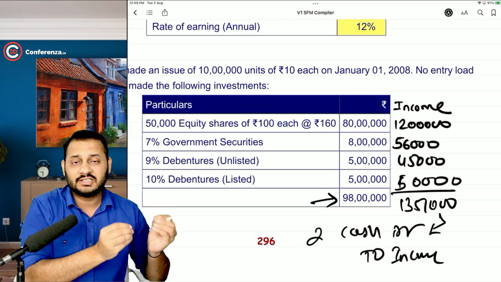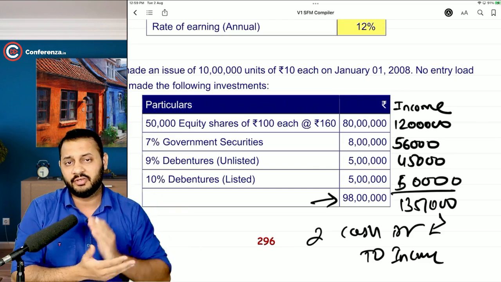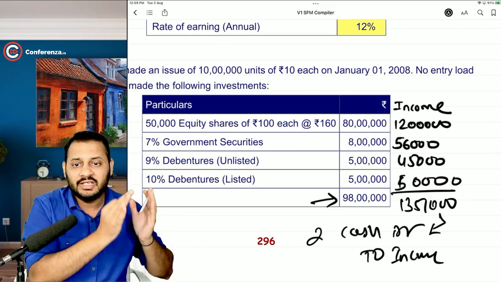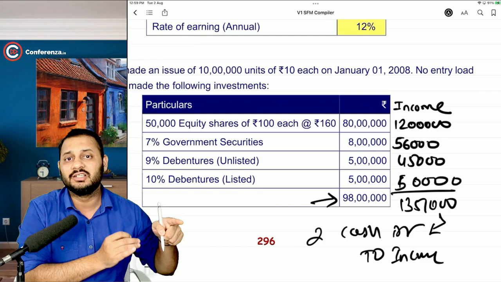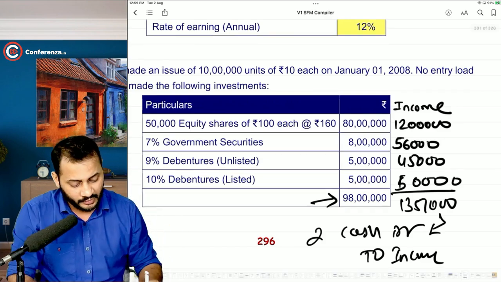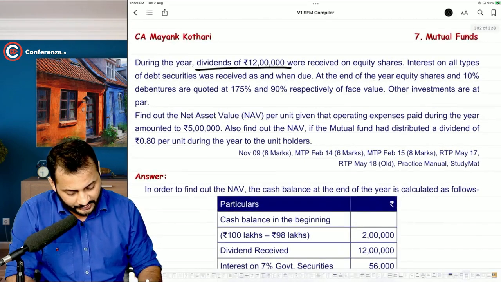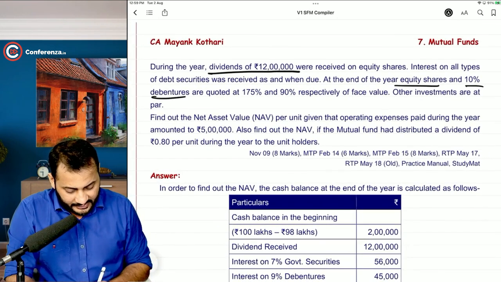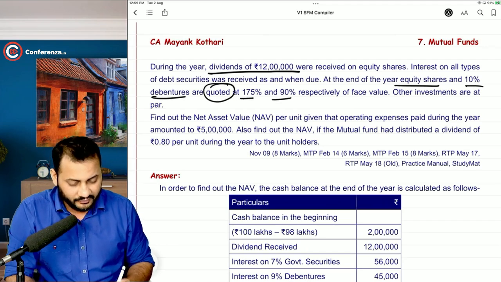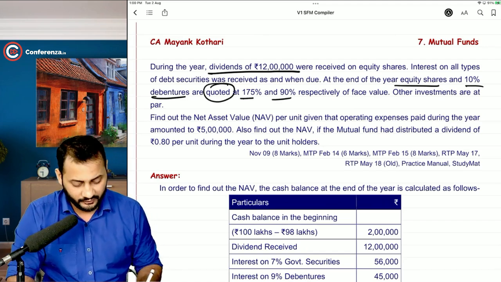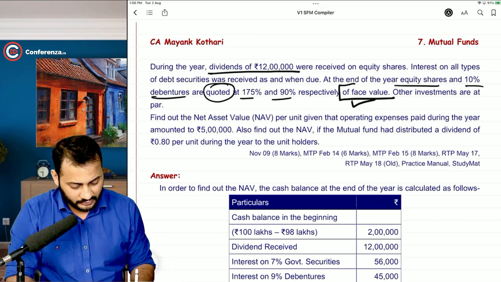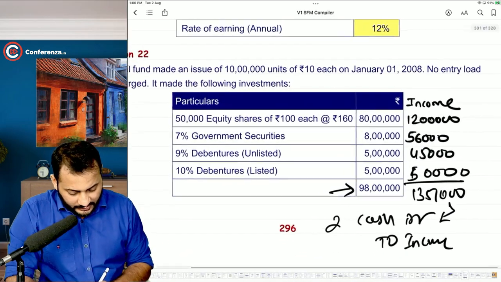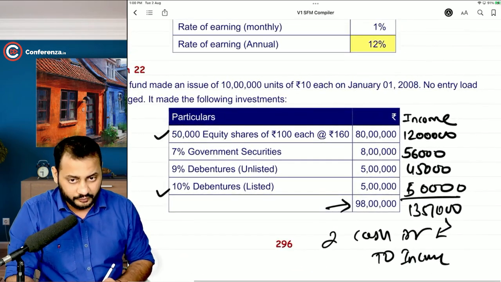Why? Because this is the value at the beginning of the month, January 1, 2008. While calculating NAV at the end of the month, we need the market values of all the securities, closing market values. So the information of that is given here. See, equity shares and 10% debentures are quoted at 175% and 90% respectively of face value. This is very important. So have a look. They are talking about these two things.